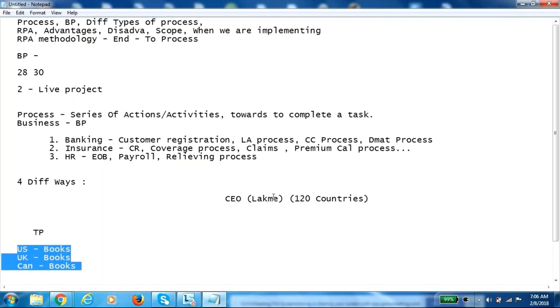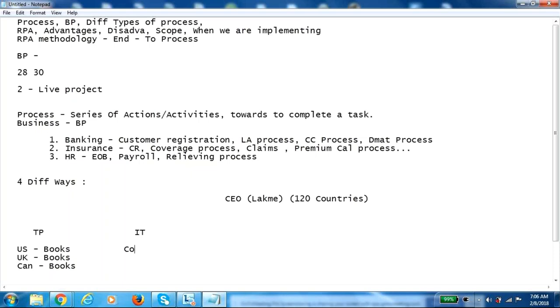That is possible with the second process, which is called the IT process. In the IT process, what are we doing? In every country, for example in the US, we are maintaining the sales details in the format of one computer.